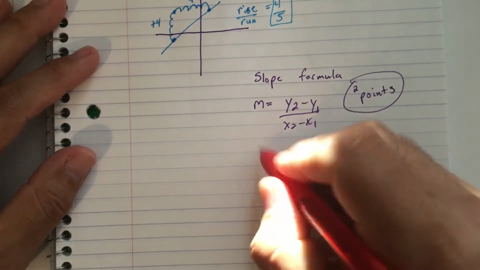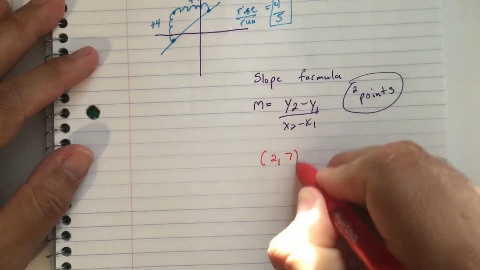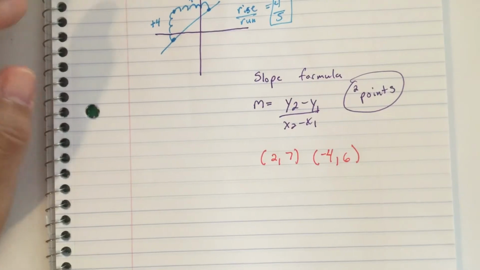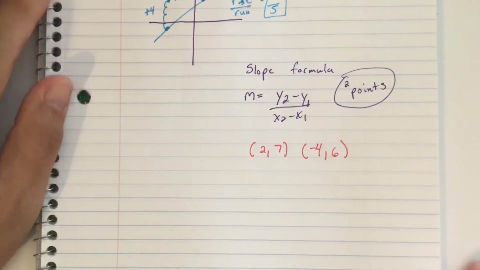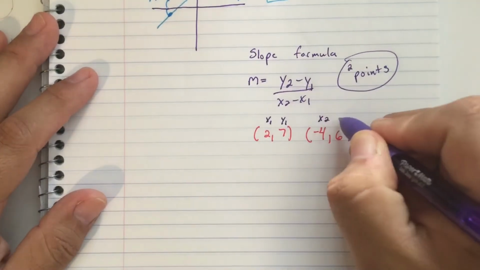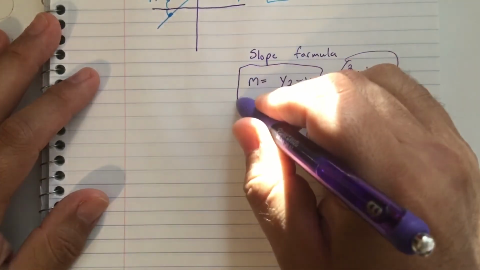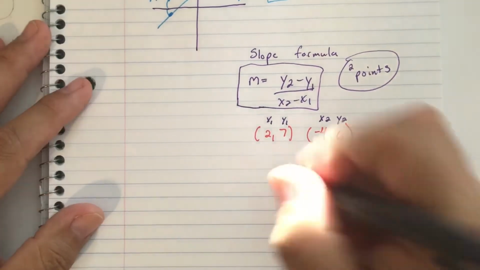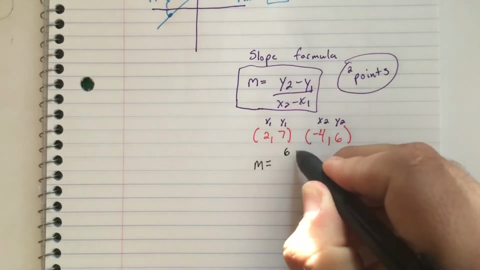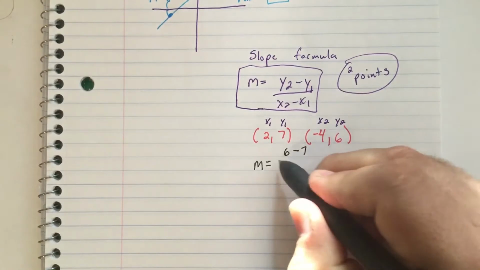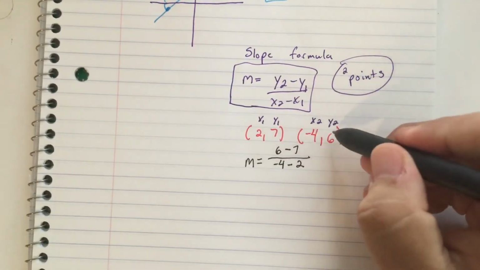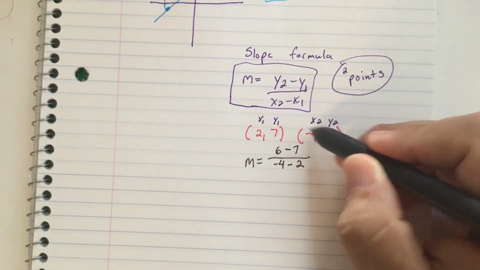As an example, let me show you. Let's say that I have 2 points: one point is (2, 7), and the other point is (-4, 6). The first thing you want to do is label your points. Remember, we've done this before. I'm going to label this one x1, y1, and this one x2, y2. Using the slope formula, now I put them in place. M equals, y2 is 6, so 6 minus 7 over negative 4 minus 2. You see what I did there? y2 minus y1 over x2 minus x1.